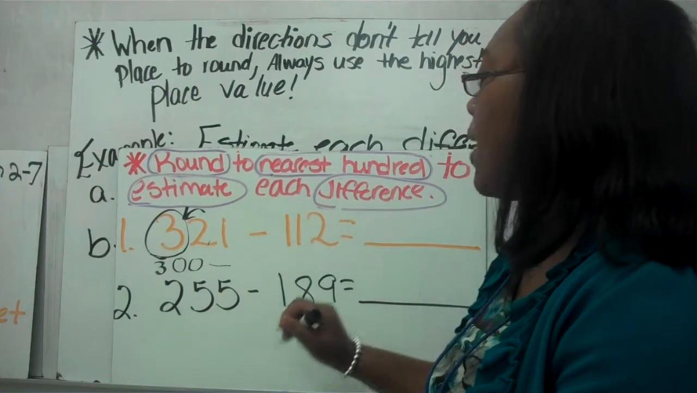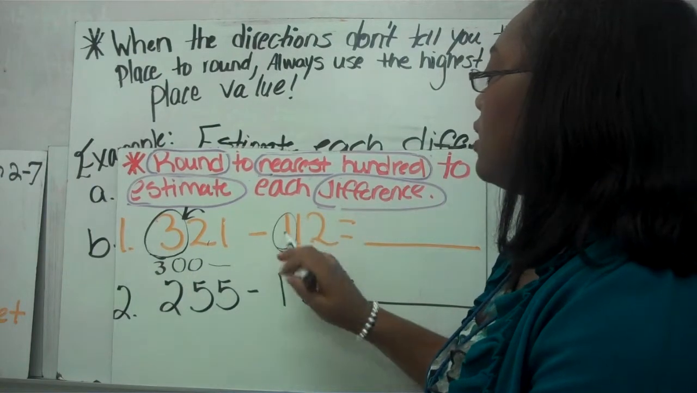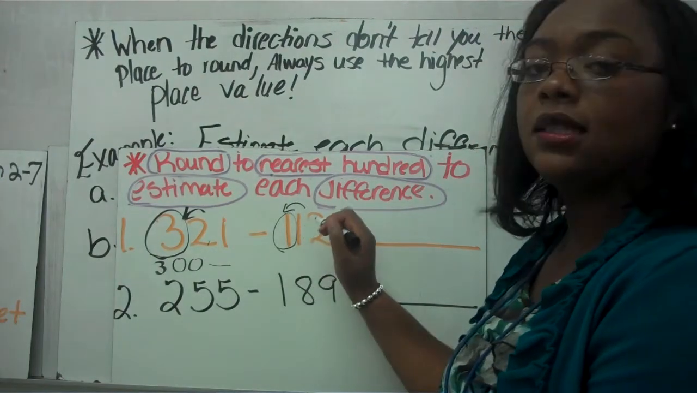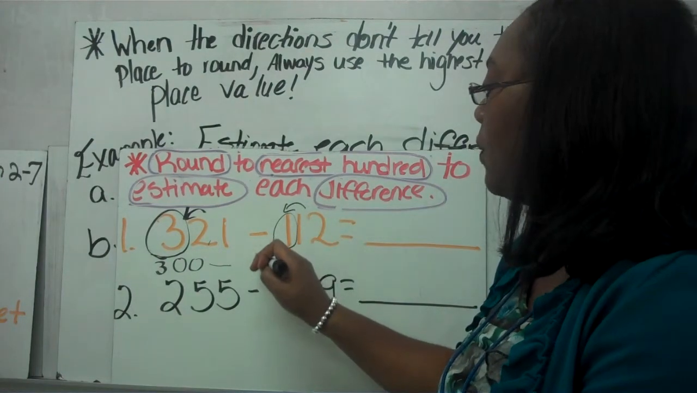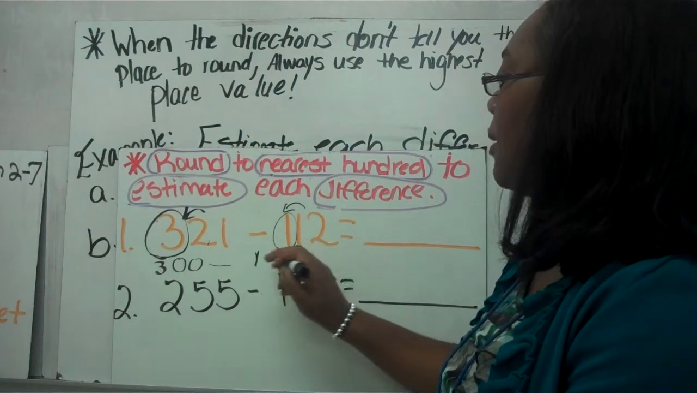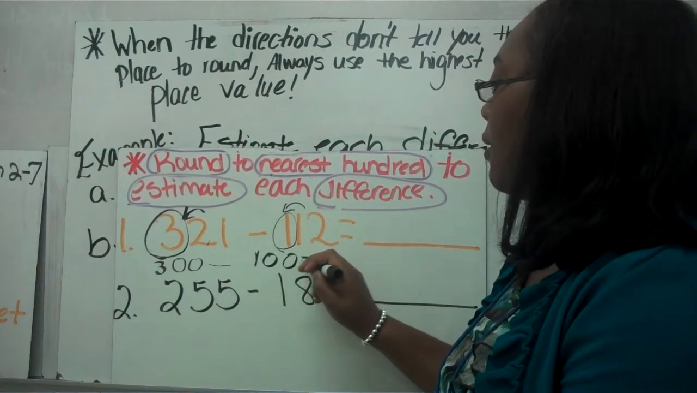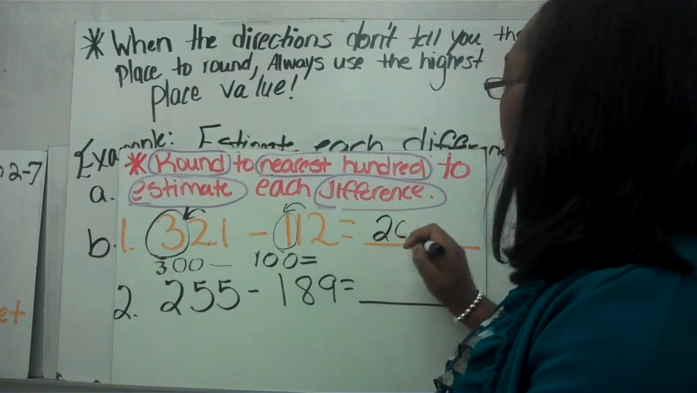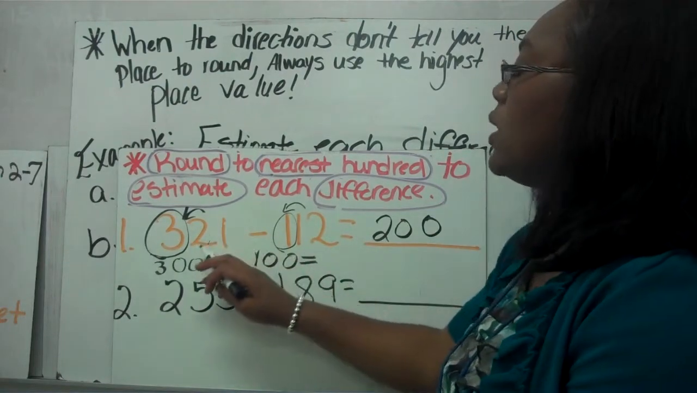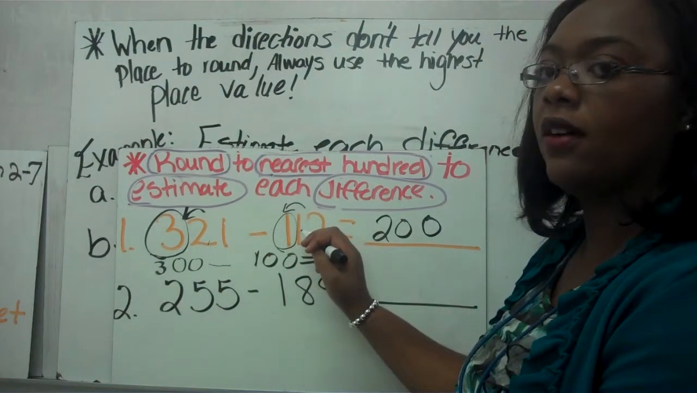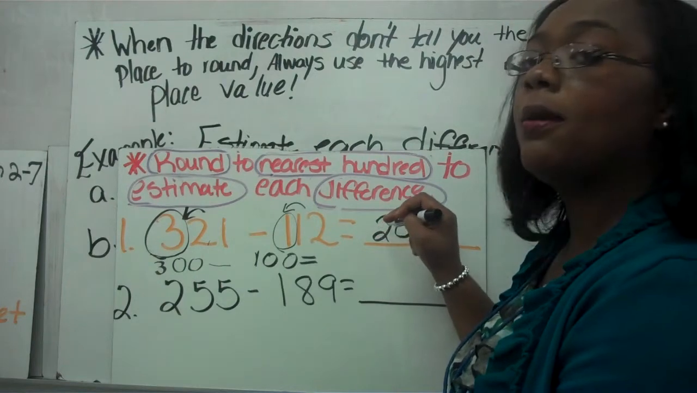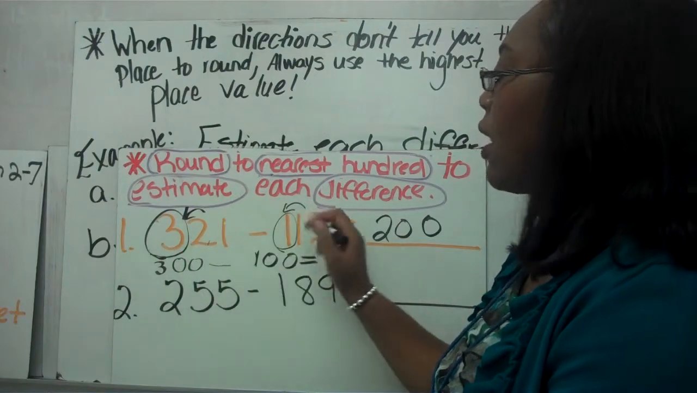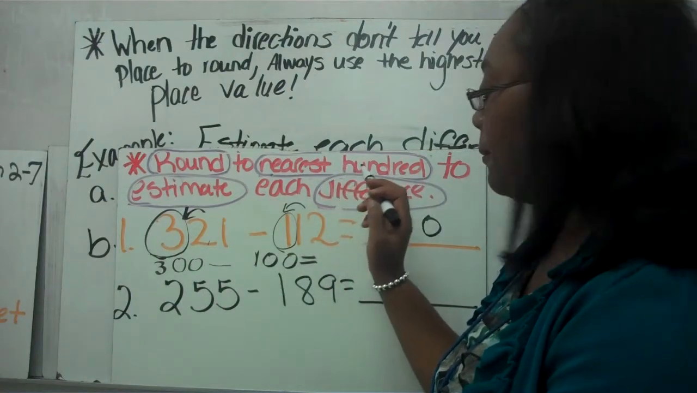So now I've got 300 minus a number. Okay, the 1 is in the hundreds place. This 1 is going to tell that 1 what to do. 1 is less than 5, so this 1 is going to stay a 1. And now everything else becomes zeros. So now I can solve my problem. 300 minus 100 equals 200. So 321 minus 112 is about 200. Remember, when you round, you don't give an exact answer. If we want an exact answer, we would do our regular subtraction, but remember, we're estimating.